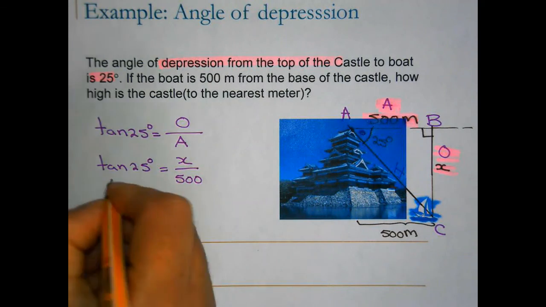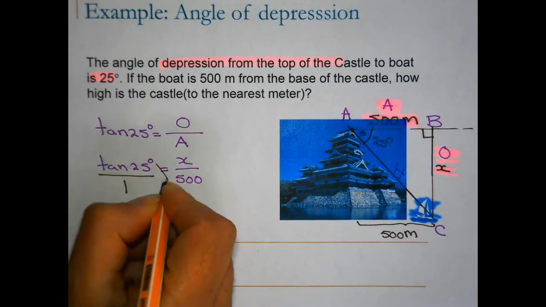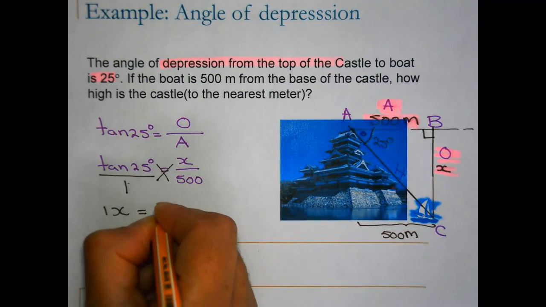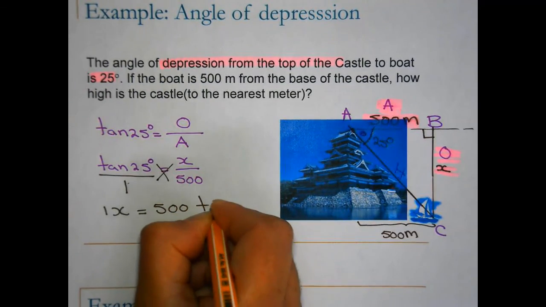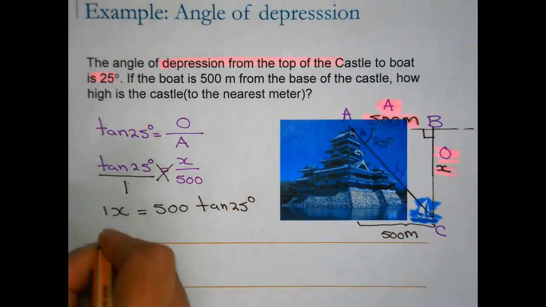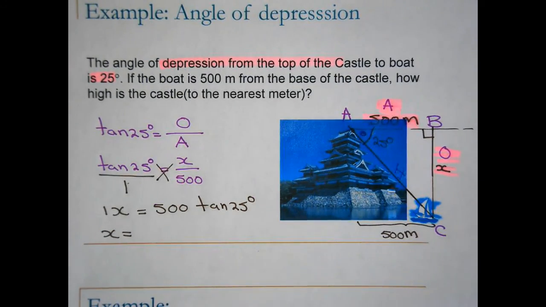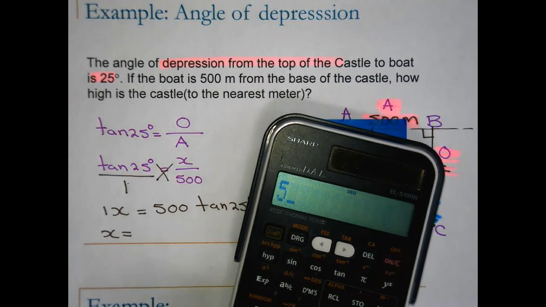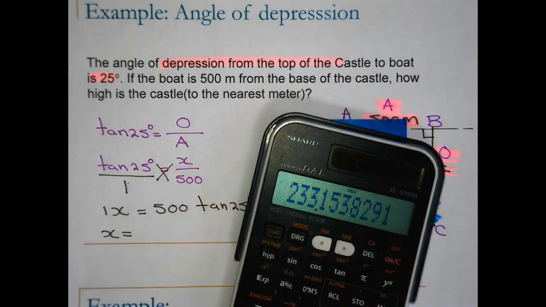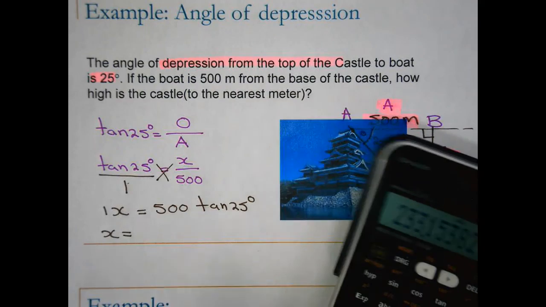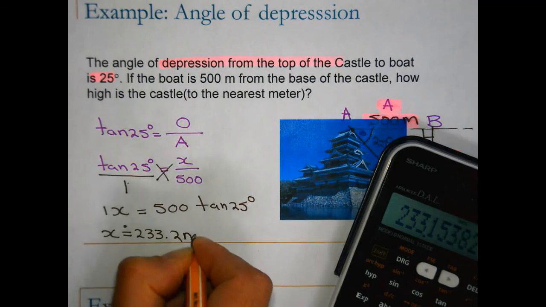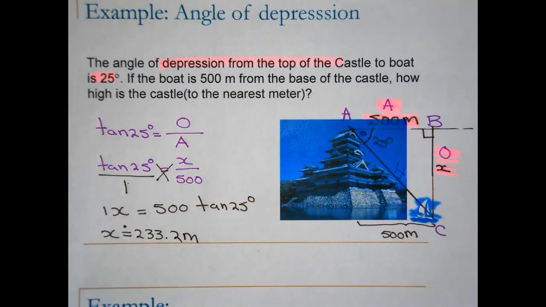And now we put this over 1, we cross multiply, so 1 times x, or 1x, equals 500 tan 25. X equals, we use the calculator, 500 times tan 25, 233.2. Approximately 233.2 meters, because the dimension is also given to us in meters.